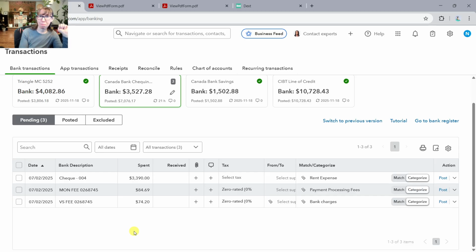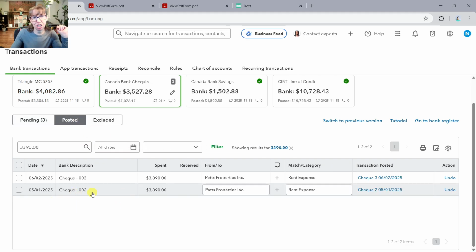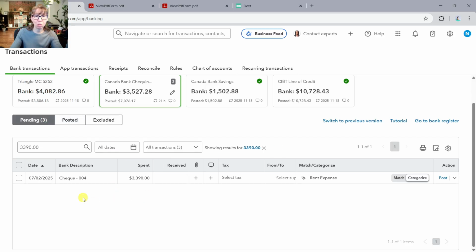But this is something that happens every single month. And we'll see that it is right at the beginning of the month, check 04. We just cleared check 23. So this sort of indicates to me that it might be a post-dated check. And the way we can also investigate is, has this happened before? So by searching that amount, we'll go search and then go to posted. And sure enough, we can see check number 2 cleared on May 1st, check number 3 cleared on June 2nd, and that was Potts Properties rent expense that has HST in it because commercial rent has HST. So I've got a high degree of certainty that that is what this one is.